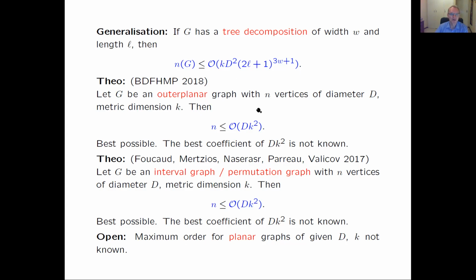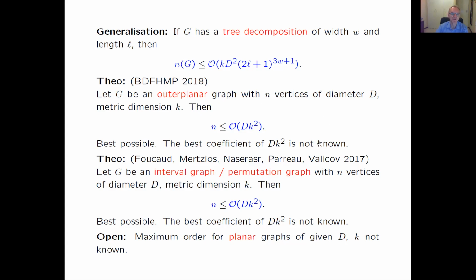Okay, and for specific graph classes, with the same group of people, when looking at outerplanar graphs, we showed that we can have approximately some constant times d times k squared vertices at most. However, we are not sure what exactly the value of the coefficient of d times k squared is. So there is still a little bit of work to do.